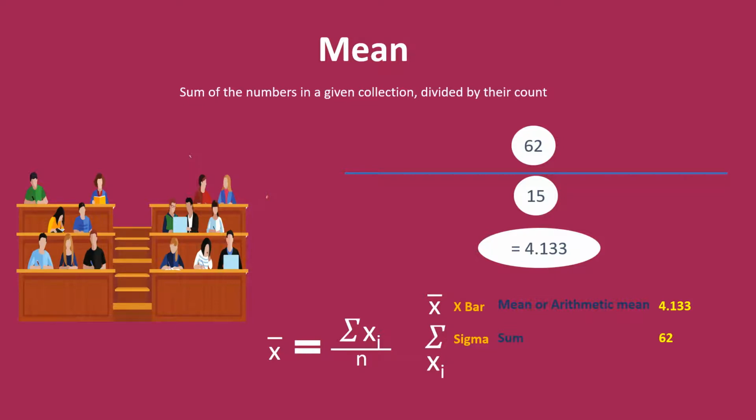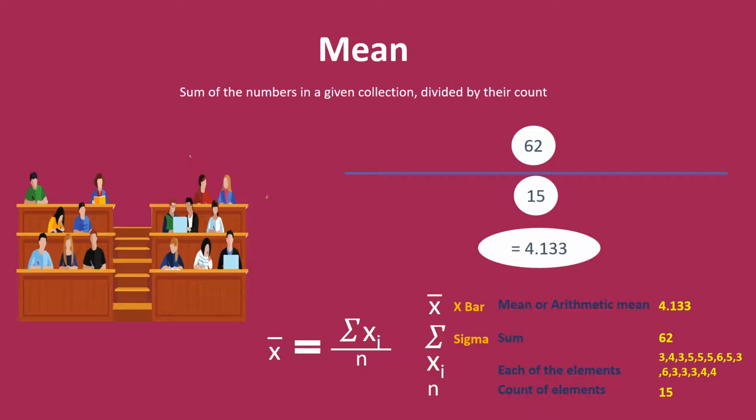Then this one represents each of the elements. In our example, each of the elements were these. And this is the total count of numbers in the given population, which was 15 in our case. So this is how you can calculate the mean for a given population.